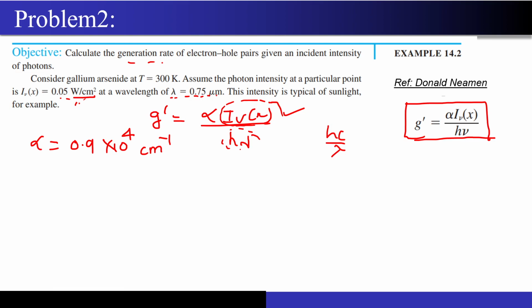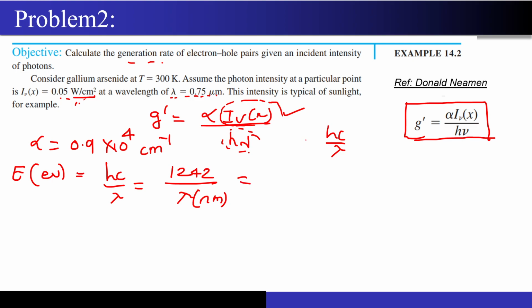Now we know the alpha, we have to just calculate the value of h nu, right? So how do we calculate this value of h nu? Sir must have told you this, right? If I take the E in electron volts, this is nothing but my hc by lambda, correct? So I have to take it as 1242 divided by lambda in nanometers, right?